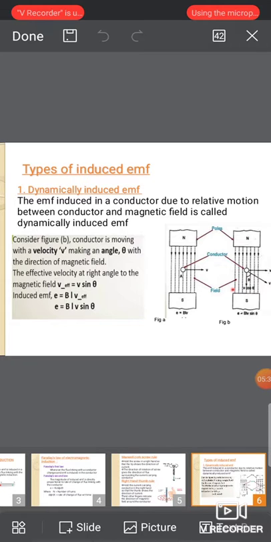The conductor is moving with a velocity v, making an angle theta with the direction of the magnetic field. The effective velocity at right angle to the magnetic field, v effective equal to v sin theta. Induced EMF E equal to BLV, that is, since v effective equal to v sin theta, E equal to BLV sin theta. The direction of induced EMF is given by Fleming's right hand rule, and an example of dynamically induced EMF is a generator.